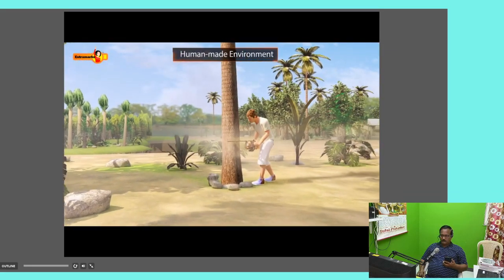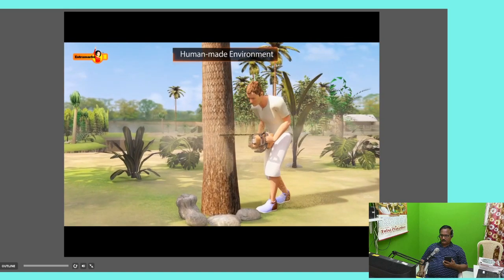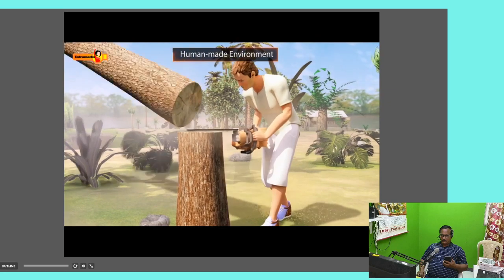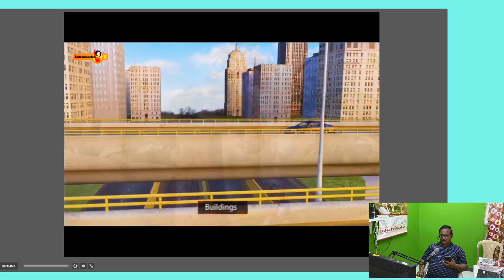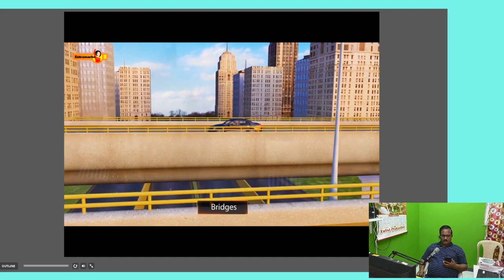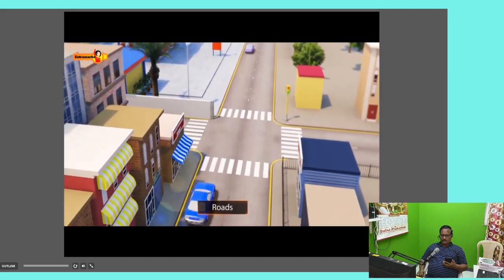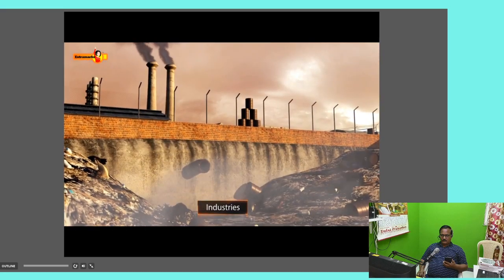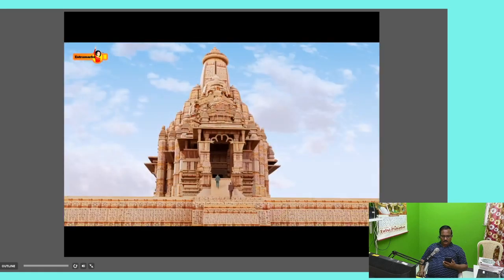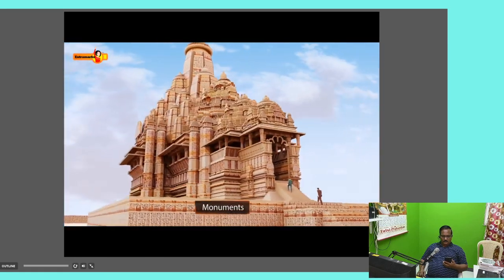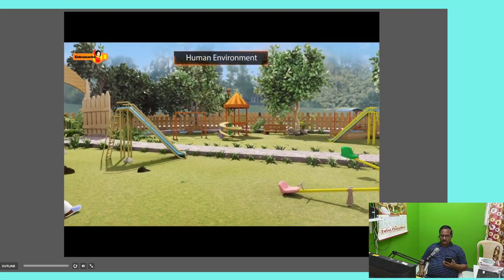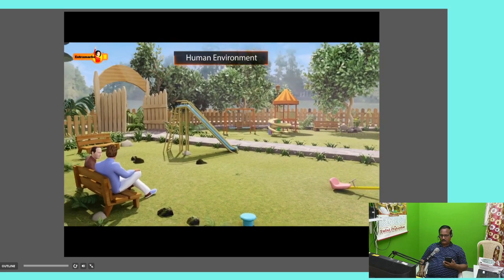Human beings interact with the environment and modify it according to their need. Human-made environment consists of things created by man. It includes buildings, bridges, roads, industries, parks, monuments, etc.